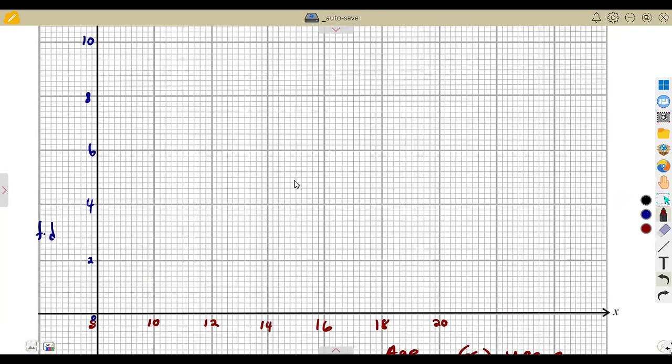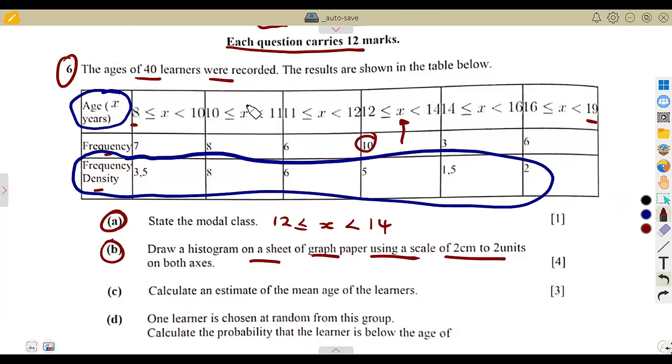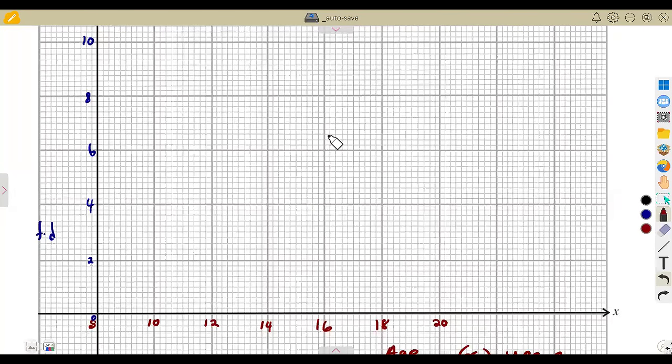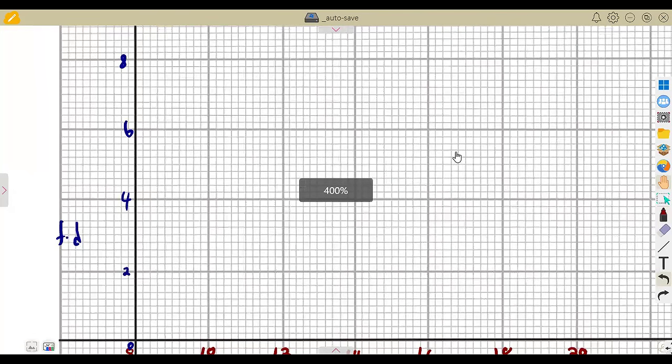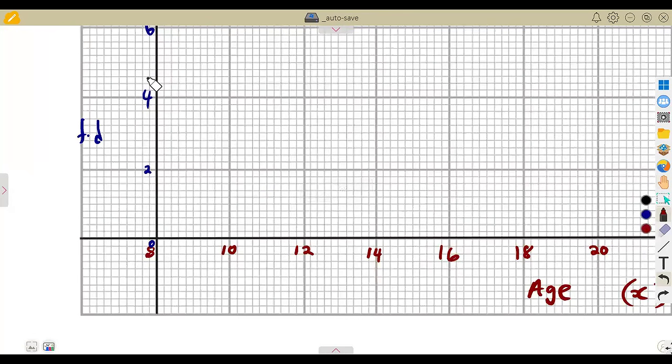So this is just a normal part, guys, from 8 to 10 with a frequency density of 3.5. You just need to understand your scale, whatever you are given. So the frequency density is 3.5. Let's start with the 3 first. In between 2 and 4, that is 1, 2, 3, 4, 5. So in between, that is our 3.